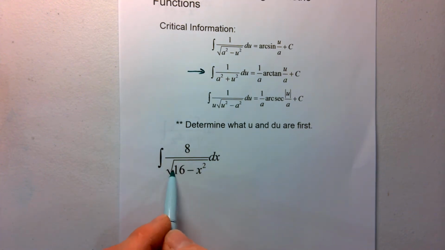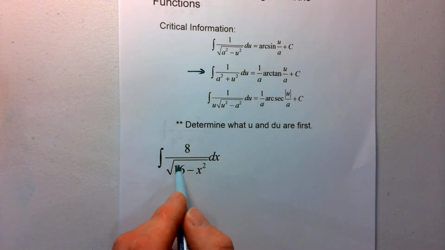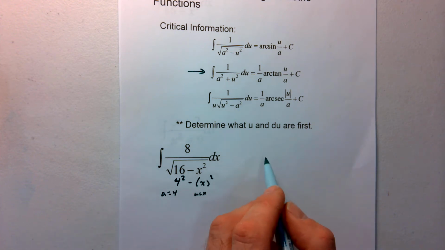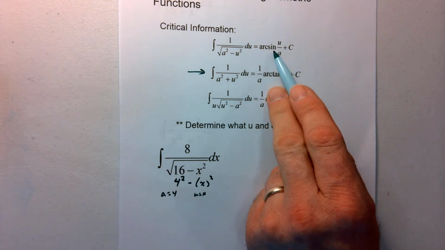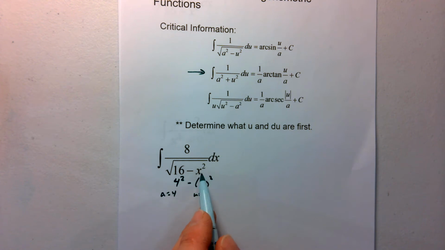We have 8 over the square root of 16 minus x squared. Remembering 16, that's a perfect square, so that gives us 4 squared. And then if you want, you can do this x squared as well. So here we have an a value of 4 and a u value of x. Not miserably important that we see or remember that. However, we know this is going to go into an arcsine because I have a number minus my variable.